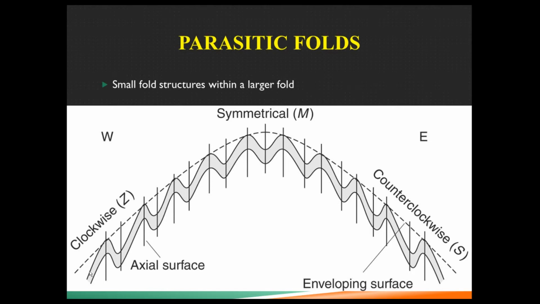If you look at it, kind of tilt your head to the left a little bit, you can see it almost looks like a series of letter Z's. So, and it's tilted clockwise. So that's why it's called a clockwise or a Z fold. At the top, they're symmetric. They are perpendicular to that enveloping surface right near the peak of the big fold, and also called an M fold. If you look at it right where my mouse is, it looks like a letter M.